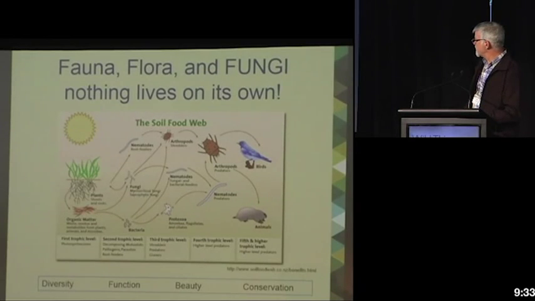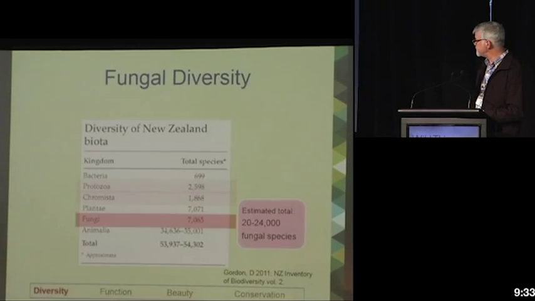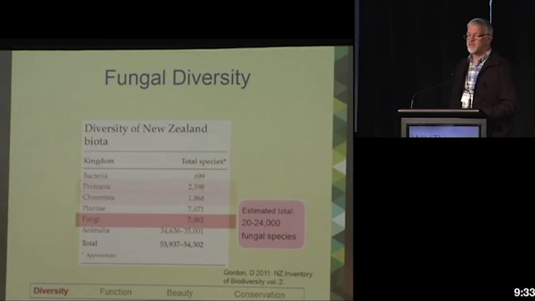And I'm going to be talking about fungi in terms of, very briefly, diversity, function, beauty, and conservation. So, diversity. Bill's already mentioned Dennis's amazing 3-volume set, The Inventory of New Zealand's Biodiversity. In his summary of the biodiversity of New Zealand, he's listed the kingdoms. And fungi actually exist across 3 kingdoms. They have their own kingdom, of course, the fungal kingdom, but fungi in the general sense are also present in Chromista and Protozoa.